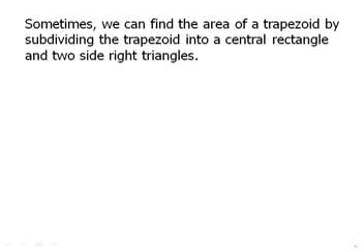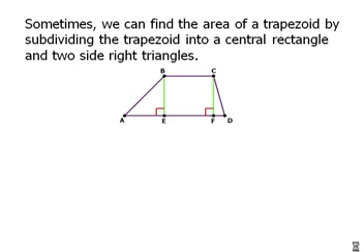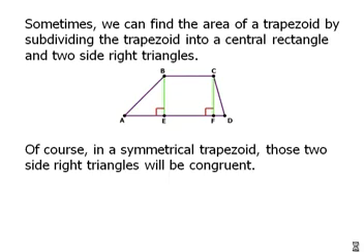Sometimes we can find the area of a trapezoid by subdividing the trapezoid into a central rectangle and 2 side right triangles. So this is often what the test will have us do. We can find information about those with the Pythagorean theorem, and that will allow us to solve for everything and find all the areas. And of course, if it's a symmetrical trapezoid, those 2 side right triangles will be congruent, which makes things even easier.